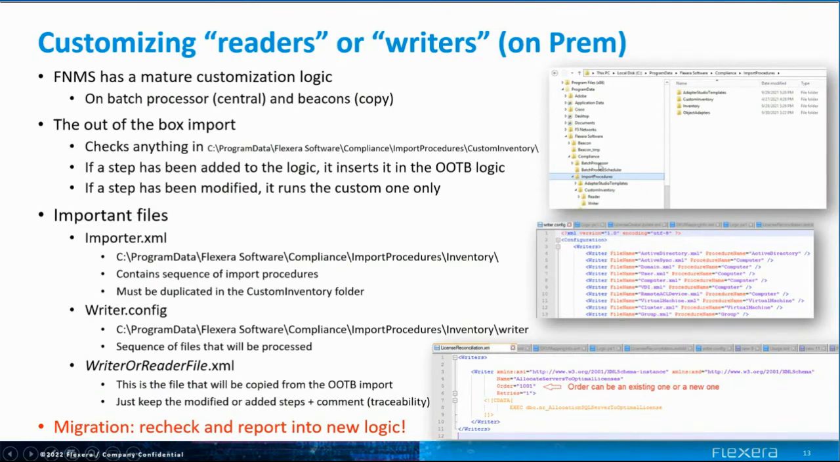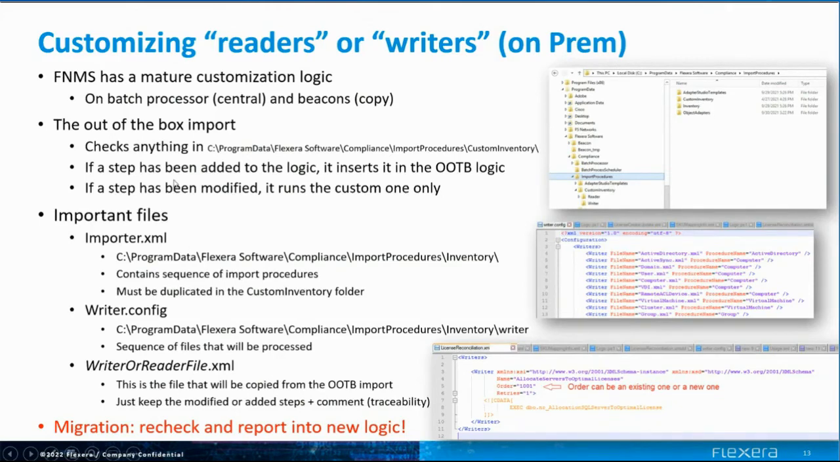batch application server, you will see that there is a folder called ProgramData, Flexera Software, and import procedures. And then you have a custom inventory, or you have an inventory folder which exists that contains all the writers and all the readers. And you can create a custom inventory. You need to name it that way, as a folder, and you can create a writer step in the custom inventory.